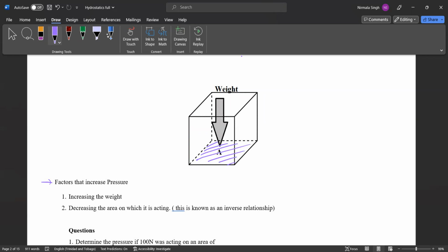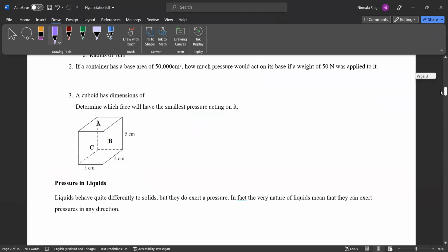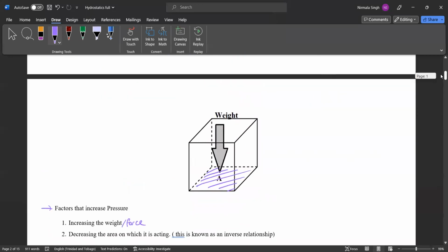Factors that increase pressure are one, increasing the weight or the force, and two, decreasing the area which it is acting on. This is known as an inverse relationship. So let's see what this means. I think there's just questions from here. This is where we're going to use some thought exercises.